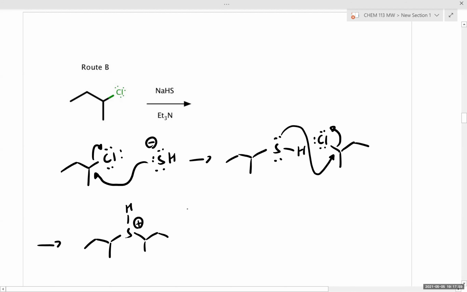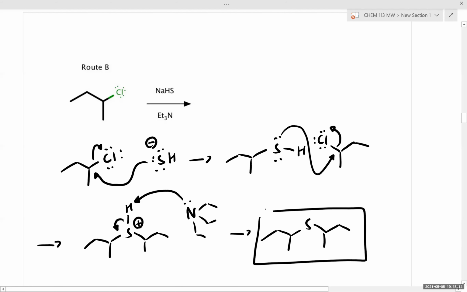From here, we can deprotonate with triethylamine, and that gives us our neutral, isolable, symmetrical sulfide product. Does that make sense to everyone?